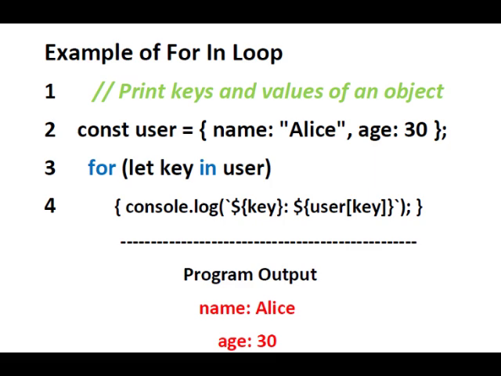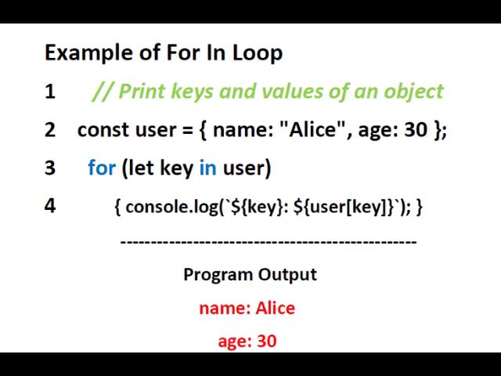In the given for-in loop example, line number 1 is a comment stating what the program is meant to do. Line number 2, this creates an object called user with two properties, name with the value Alice, and age with the value 30. Line number 3, this starts the for-in loop.